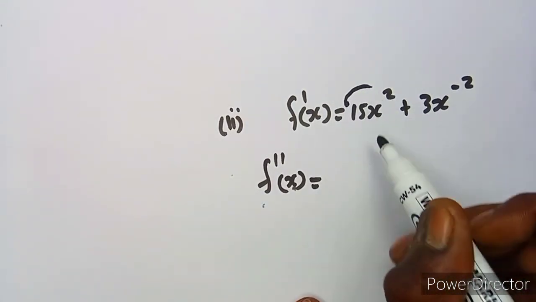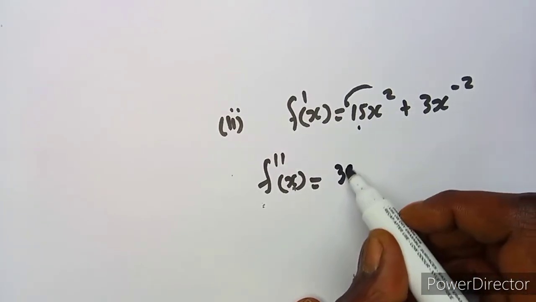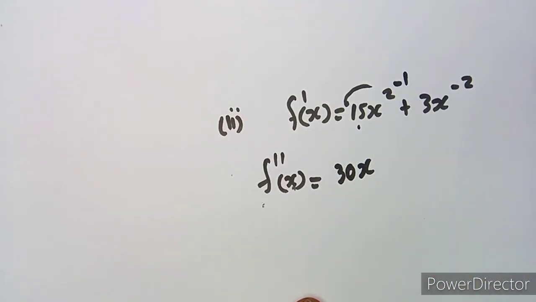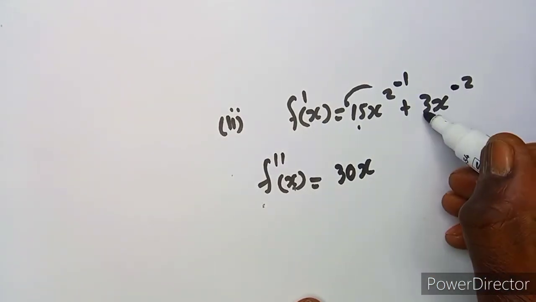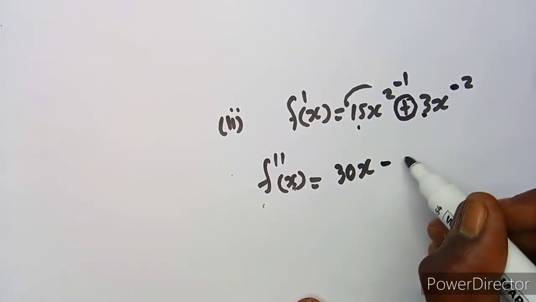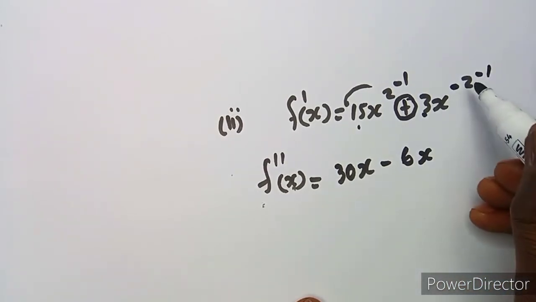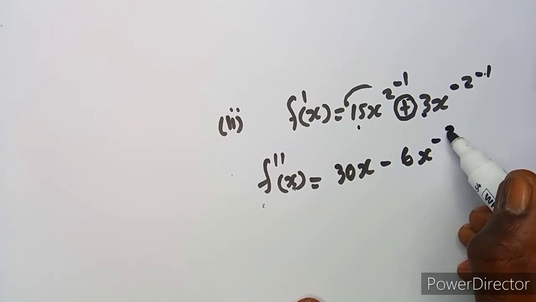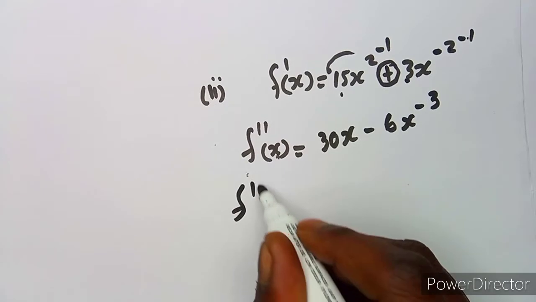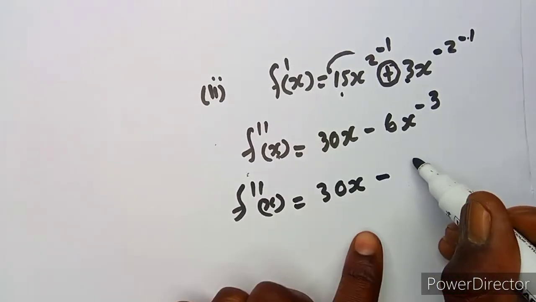So in this case it's 2 times 15, which is 30, x to the exponent of, you subtract 1 here, which is just 1. Then here it's minus 2 and a plus 3, so it's minus 2 times 3, which is minus 6, x to the exponent of, remember you subtract 1, so it's minus 2 minus 1, which is minus 3. But just rewriting your answer, guys, the second derivative is equivalent to 30x minus 6.